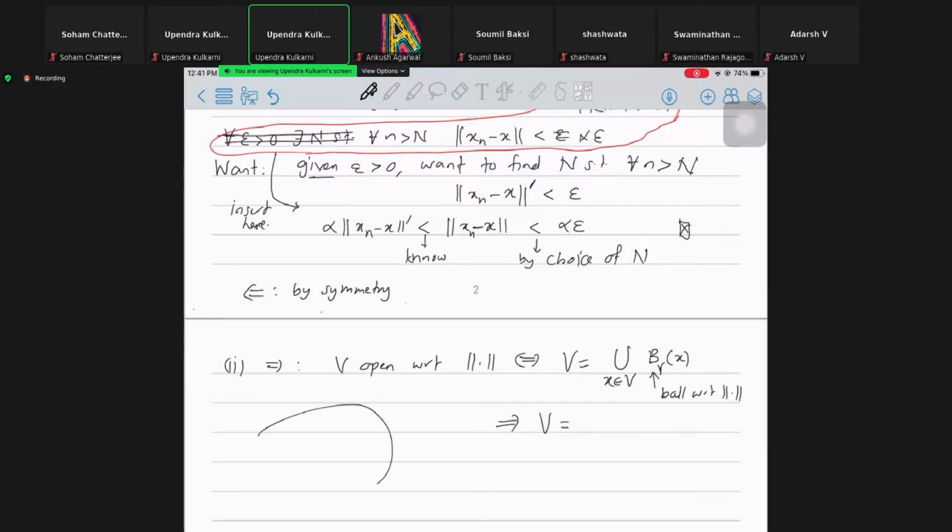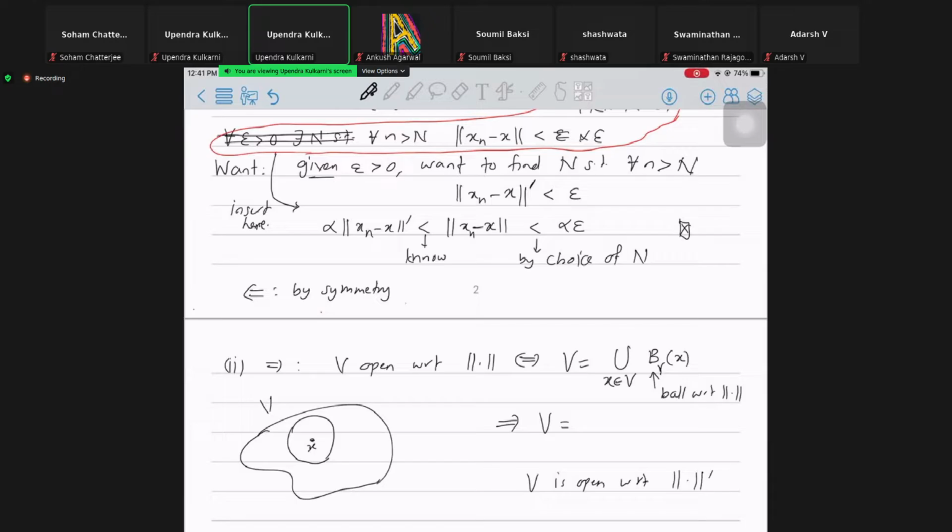So this is V over here. And if I'm given a point, I have put a ball over here inside V with respect to one of the points. So what should I do now? In terms of the picture, what should I do? I want to show that V is open with respect to the other norm. So this is the conclusion that I want.